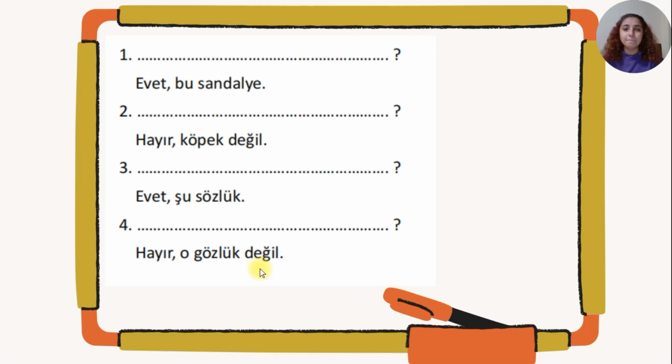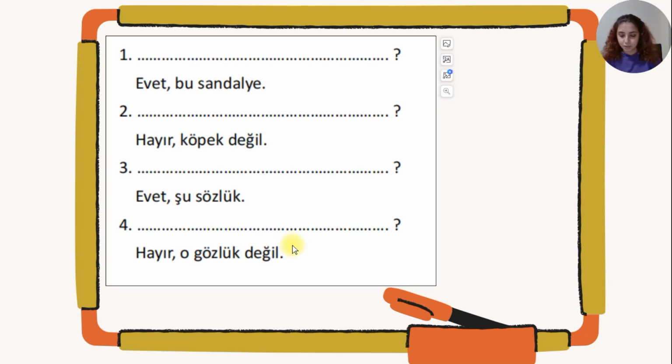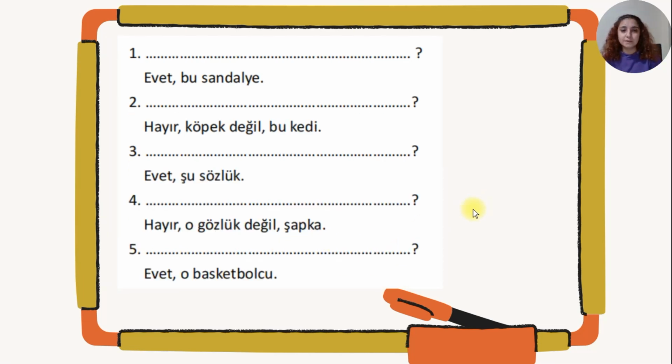Bu sandalye mi? Evet, bu sandalye. Bu köpek mi? Hayır, köpek değil. Şu sözlük mü? Evet, şu sözlük. O gözlük mü? Hayır, o gözlük değil. Very good. And this is the last exercise that we have about question suffixes.